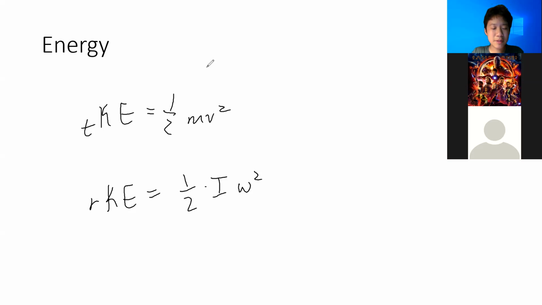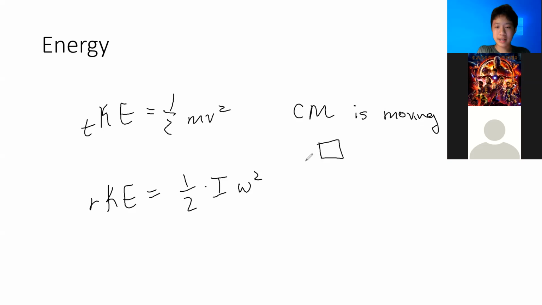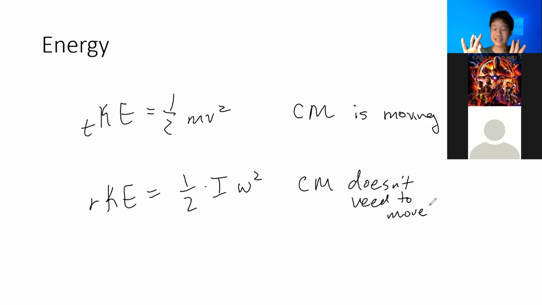And sometimes people get confused between what is translational and what is rotational kinetic energy. Basically, translational kinetic energy is the kinetic energy where the center of mass of an object is moving. This is the kinetic energy of the movement of the center of mass of this object. For a box sliding on the floor, its center of mass is moving. But for rotational kinetic energy, the center of mass doesn't need to move. But it could, okay?